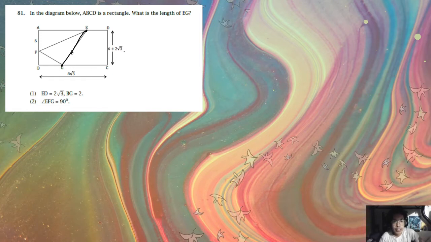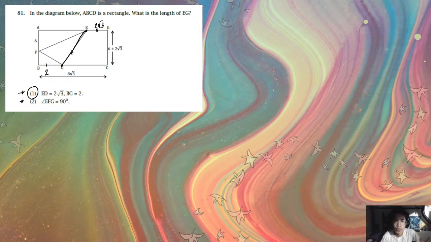Given that DC is equal to 6 plus 2 square root of 3 units and BC is equal to 8 square root of 3 units. For the first given, ED is equal to 2 square root of 3, and BG is equal to 2. We want to know if this information is sufficient for us to solve the given problem to find EG, as well as for the second statement.